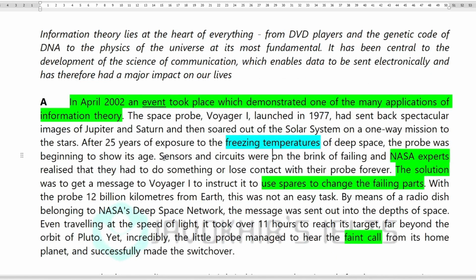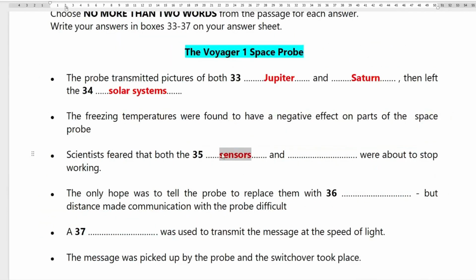So sensors and circuits were on the brink of failing, and NASA experts realized that they had to do something or lose contact with their probe forever. Yeah, sensors and circuits. All right, there we go. We're about to stop working.